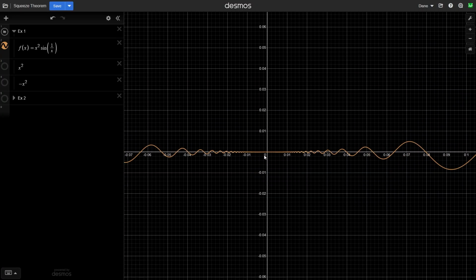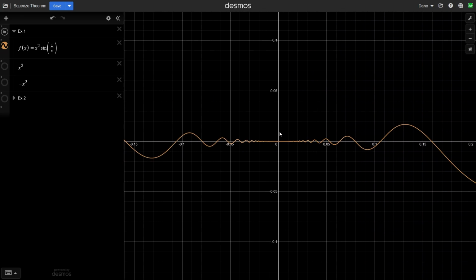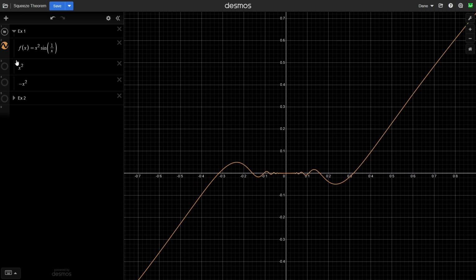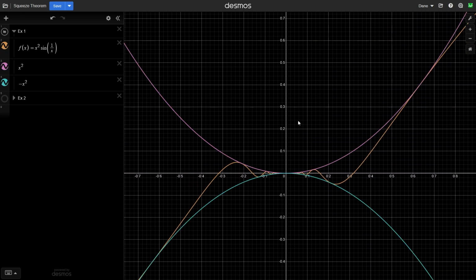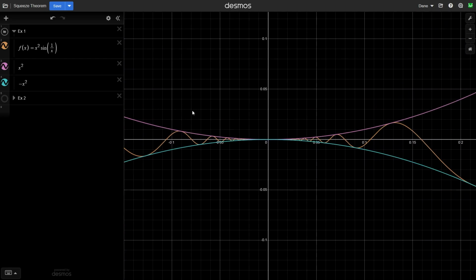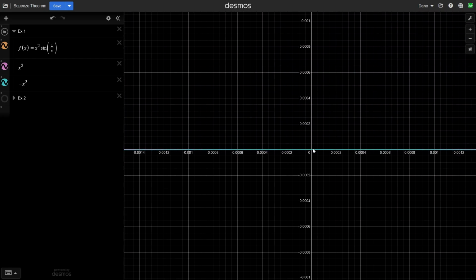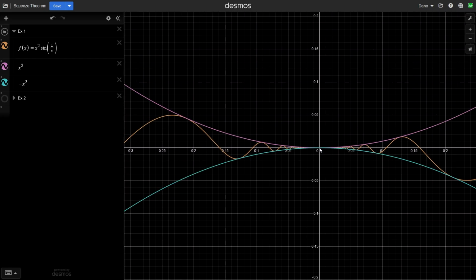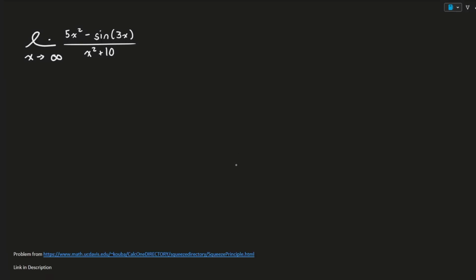It's always good to have a graphical understanding of this. If we look at the function, we see this rapid oscillation towards 0, and using these two surrounding functions, it's obvious to show that it approaches 0. So here's a good review. Give it a try on your own, and I'll show you the solution.